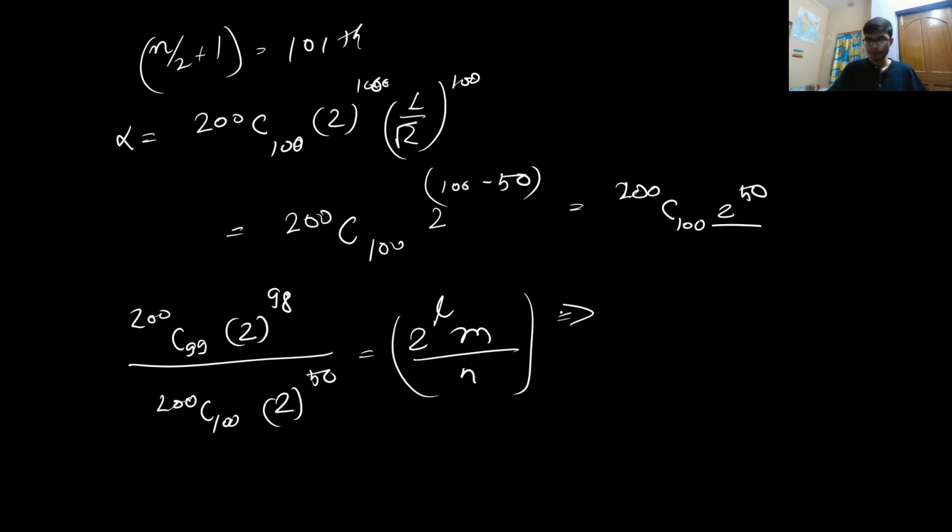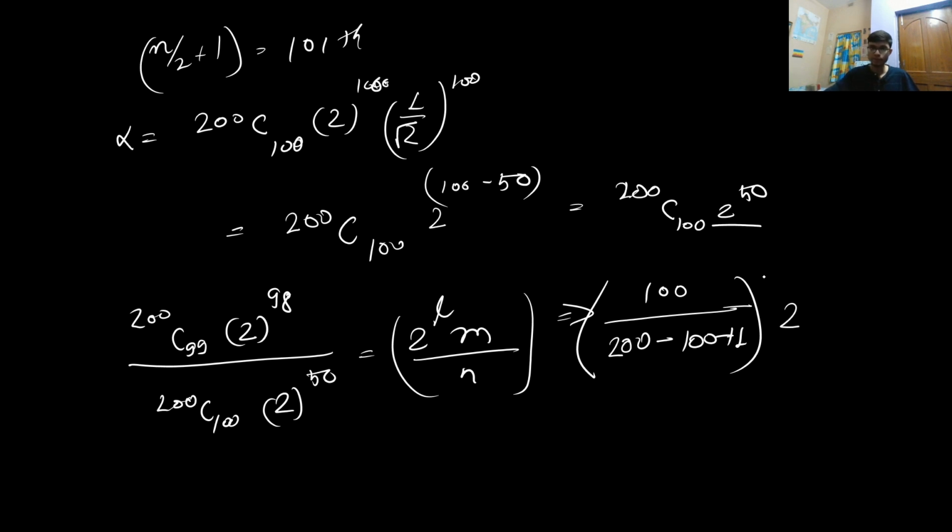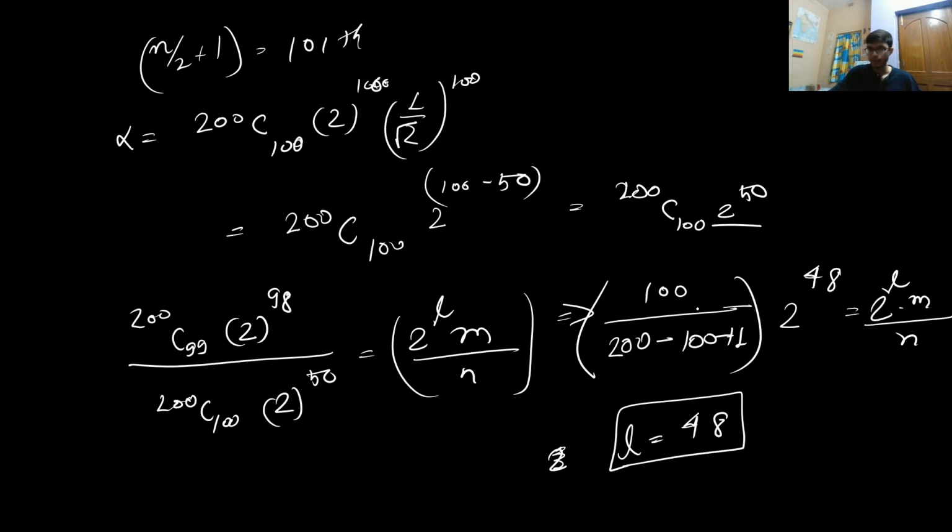So if you look at this and evaluate this, this is again of similar form, that is nCr divided by nCr plus 1. So here n is equal to 200, r is equal to 100, plus 1 divided by r. Okay, and for the 2 raised to the power terms, that is equal to 2 raised to the power 48, which is equal to 2 to the power l into m by n. So if you evaluate this, l is equal to 48, and 100 by 100 plus 1.